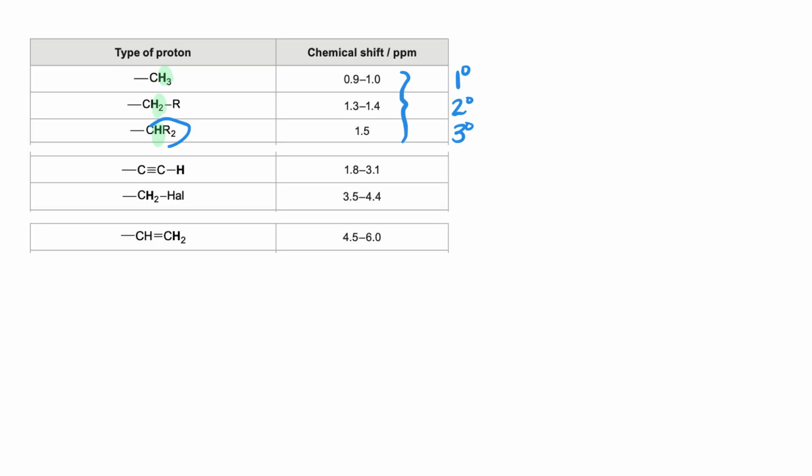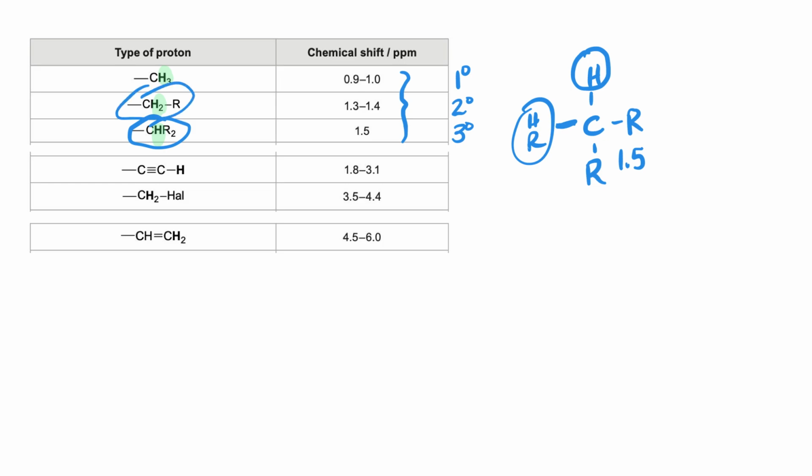So for example, in this bottom one here, this CHR2, what it's saying is we're looking at this proton here, which is attached to a carbon with two other R groups, and then this thing here could be a proton or it could be another R group. So it doesn't really matter what else that is, but that would give you a chemical shift around 1.5. Whereas if you had the next one up, that's looking at a carbon with two protons now, an R group, and then attached to something else. So we're looking at those protons there. That gives you a chemical shift around 1.3 to 1.4, and so on.